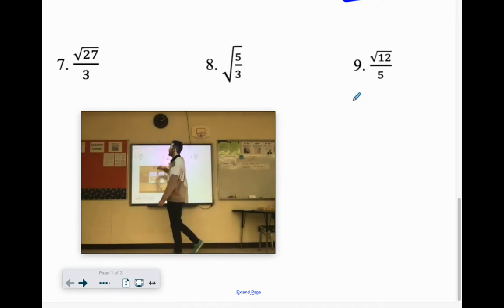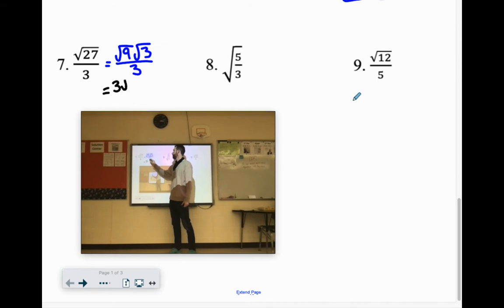Number 7, root 27 over 3. 27, 9 goes into 27, and 9 is a perfect square. That's root 9 times root 3 over 3. The square root of 9 is 3, so we have 3 root 3 over 3. There are no more perfect squares in 3, so we check our normal numbers. 3 over 3 is 1. So we just end up with 1 root 3, or root 3.